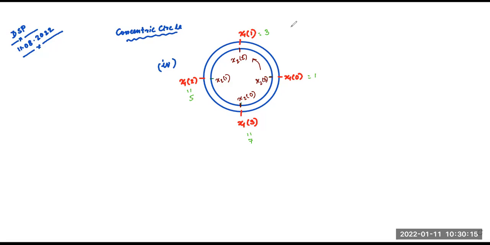And here, x2 3, what is the value? The value is 8. x2 2 value is 6. x2 1 value is 4. And x2 0 value is 2.